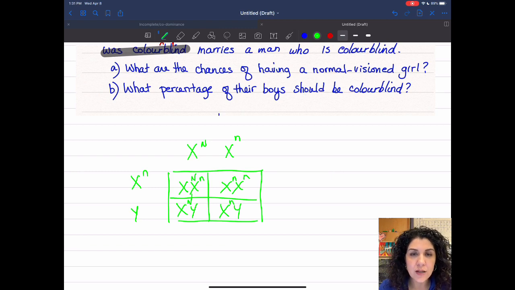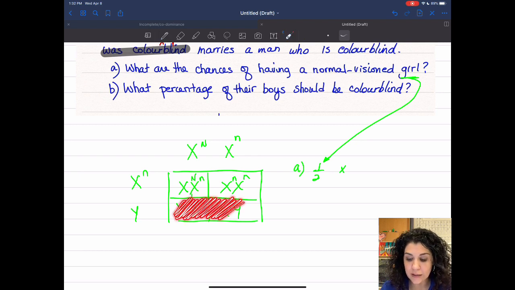So what they're saying is, let's say they have a kid, what are the chances that that kid will be a girl and that it'll have normal vision? So here I'm dealing with a product rule. What are the chances of me having a girl? To have a girl, I have a 50% chance of that. And then when I'm trying to figure out normal vision girl, I'm not going to be looking at the boys. I'm only concerned with the girls.